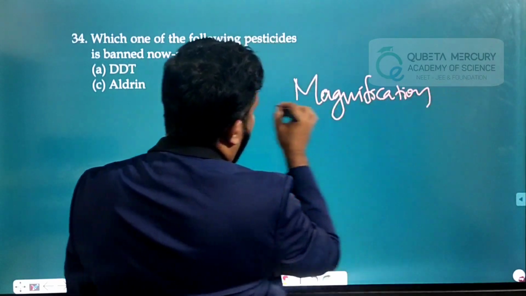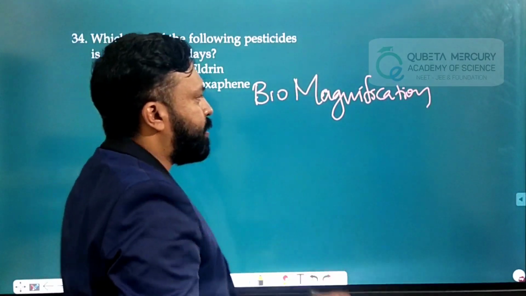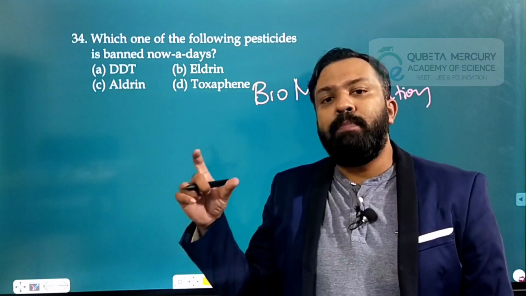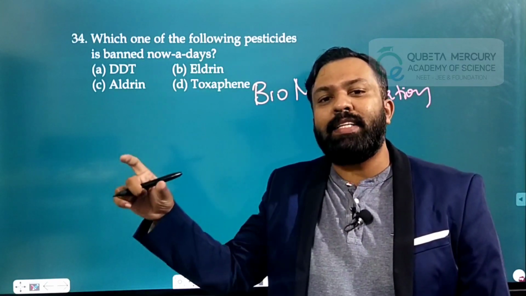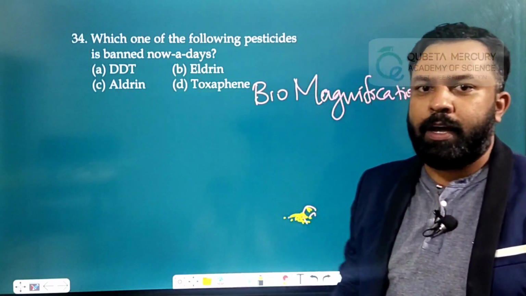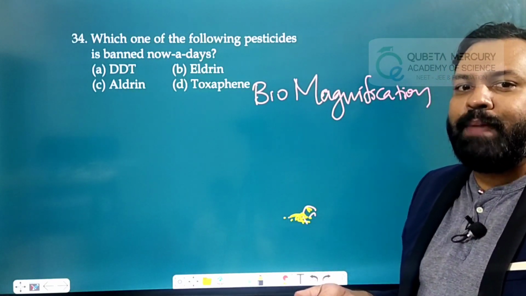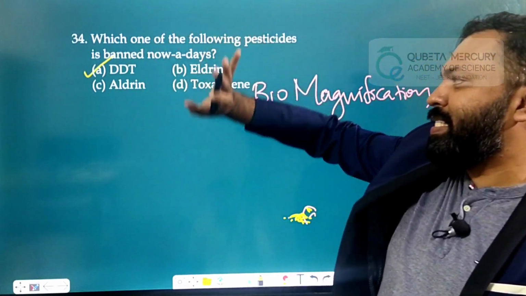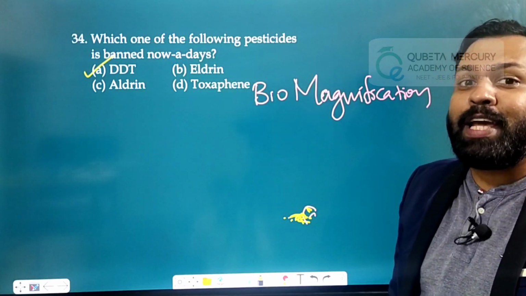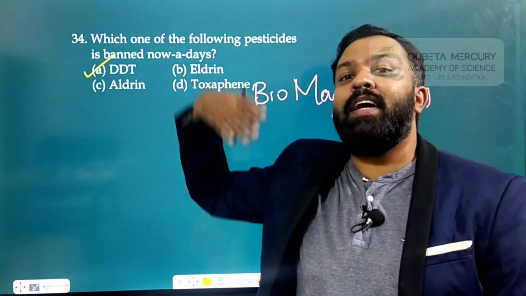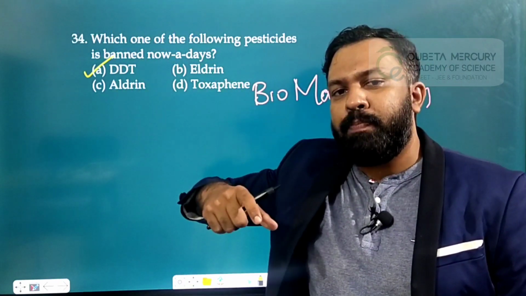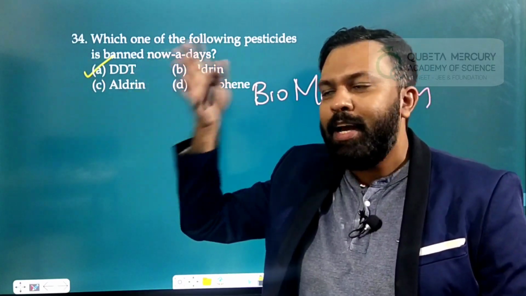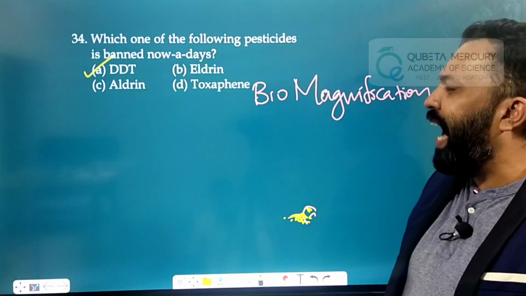The accumulation of certain things in living bodies is called biomagnification, the biological magnification, where the non-biodegradable pollutants will accumulate in the highest trophic levels of a food chain. That can be the accumulation of mercury, the accumulation of DDT, etc. So DDT is the answer. DDT is a non-biodegradable pollutant that is accumulated in phytoplanktons, then in zooplanktons, much more magnified in the small fishes and again in the large fishes, right? That is DDT, and thereby DDT is banned nowadays.